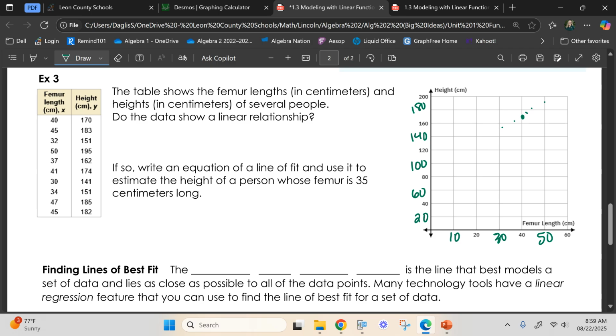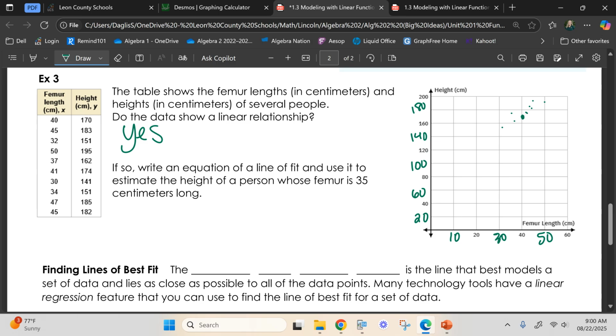34, 151. 47, 185. 45, 182. It's not beautiful, and it's okay. It doesn't have to be. Okay. All right, so from here, my next step is, it says, does the data show a linear relationship? Does that kind of form a line? Are they gradually increasing? Yeah, I would say yes. Okay, so the math is making sense.